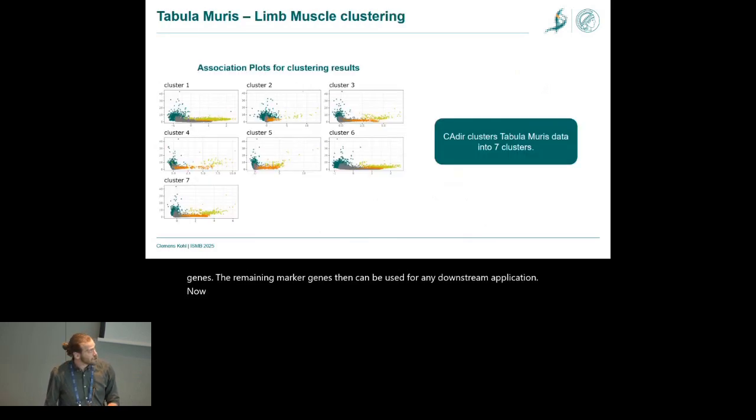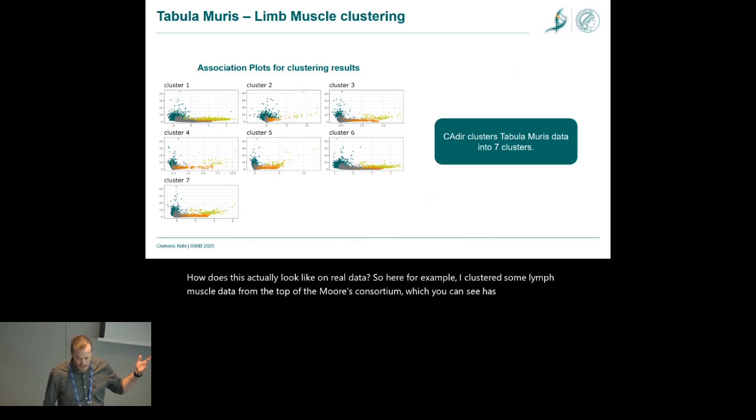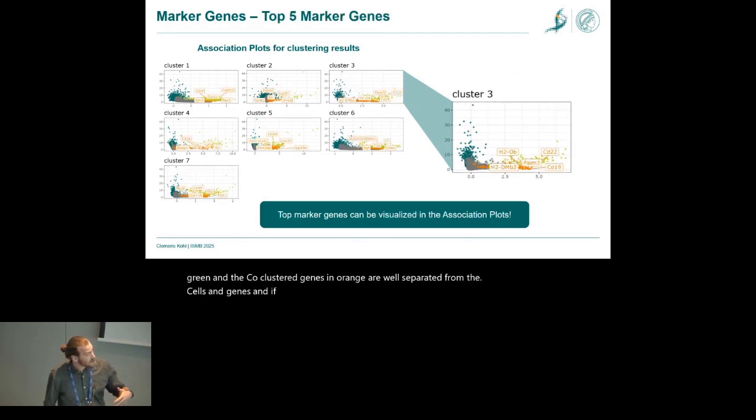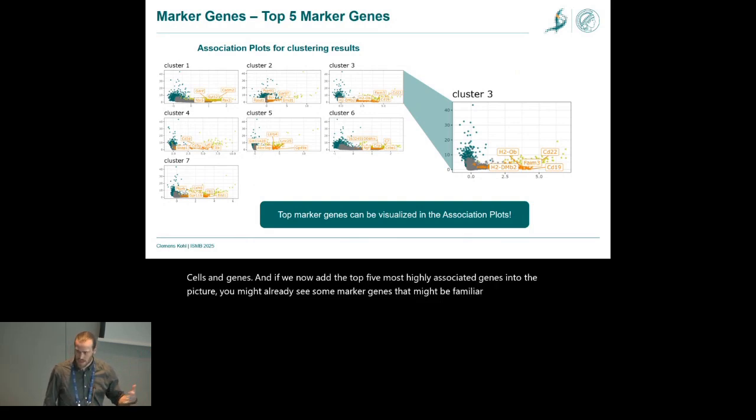Now, how does this actually look on real data? Here, for example, I clustered some limb muscle data from the Tabula Muris consortium, which you can see has been clustered into 7 clusters as represented by the association plots for each cluster. If we zoom into one of these clusters, cluster 3, for example, you can see that the clustered cells in lime green and the co-clustered genes in orange are well separated from the other cells and genes. And if we now add the top 5 most highly associated genes into the picture, you might already see some marker genes that might be familiar, like CD19 or CD22.